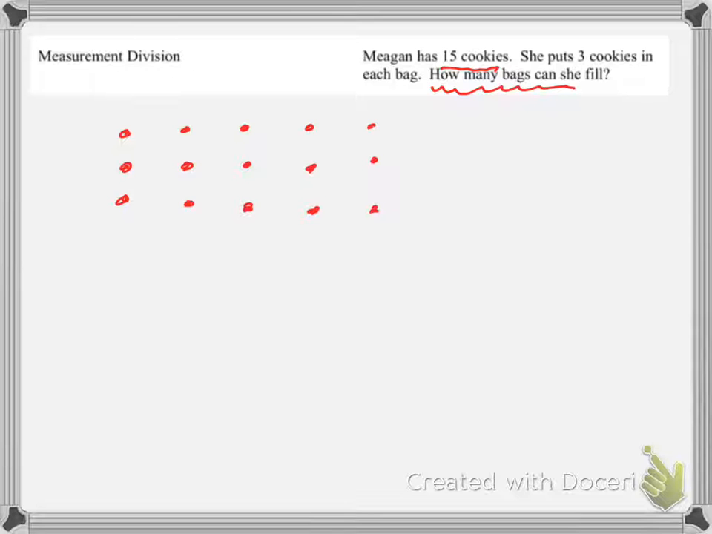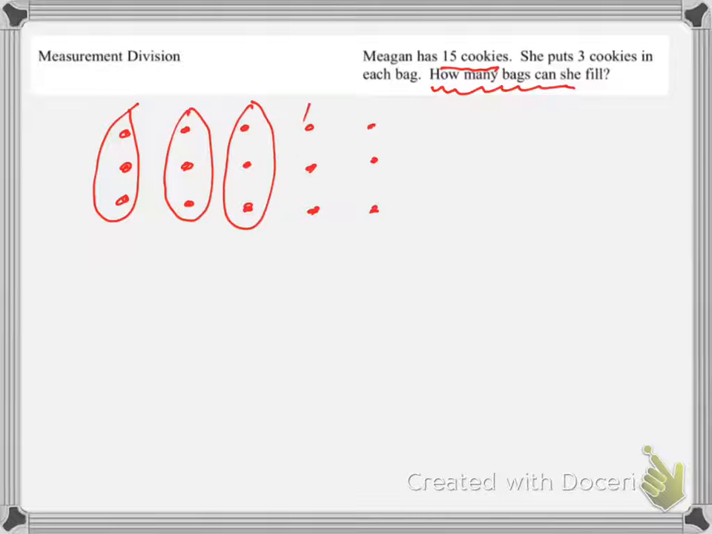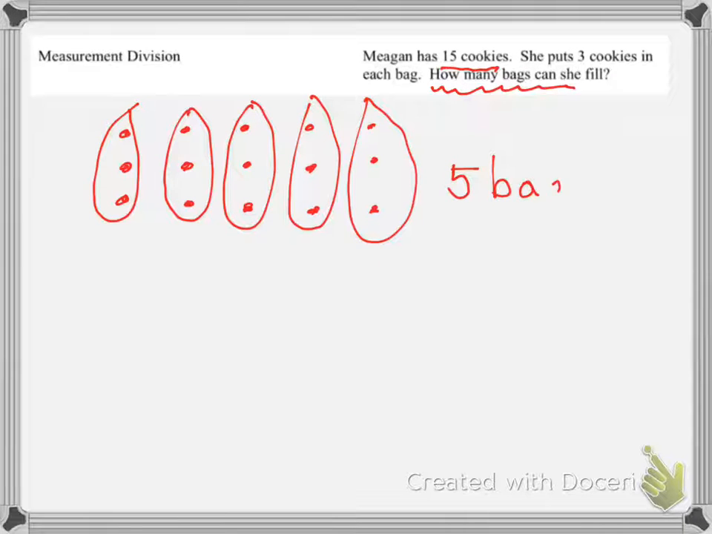So now we group them together: 1, 2, 3, 4, 5. So in the measurement division word problem that we have here, we just made 5 groups. So she can fill 5 bags, and that is an example of a measurement division word problem.